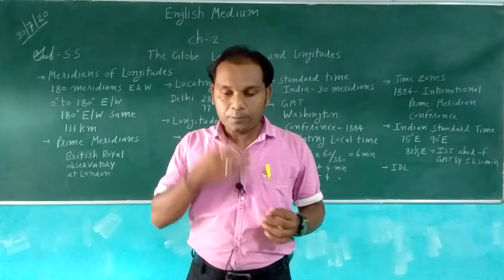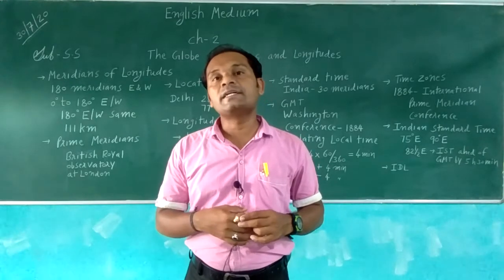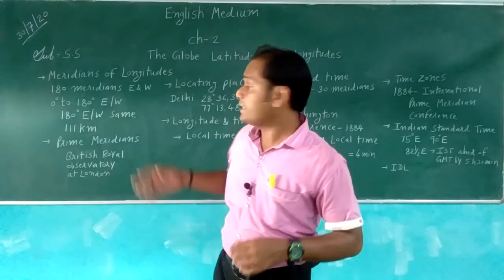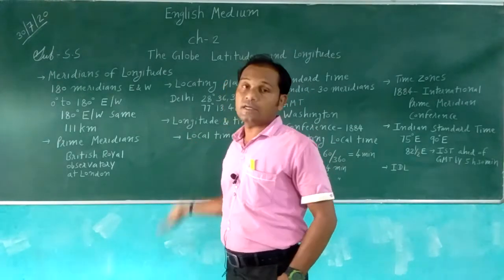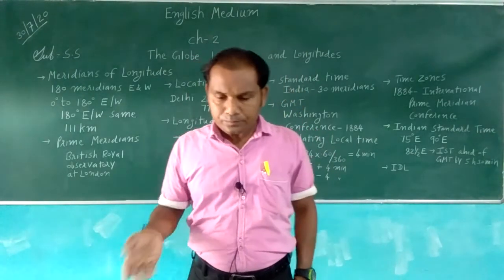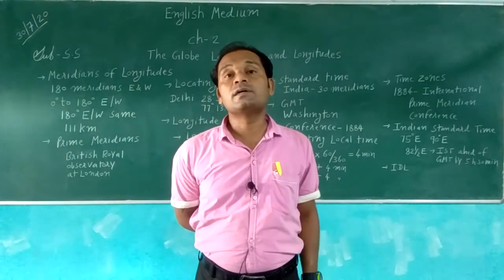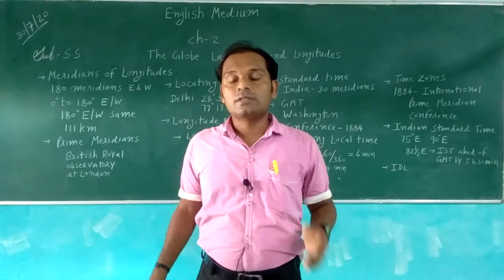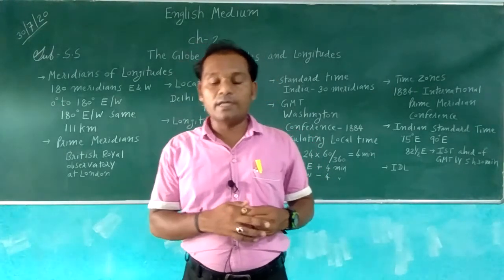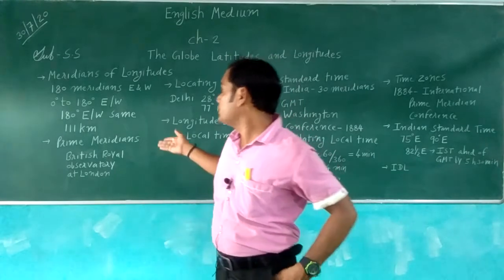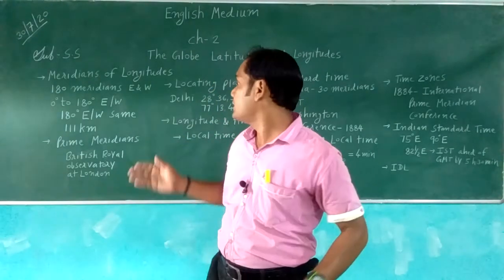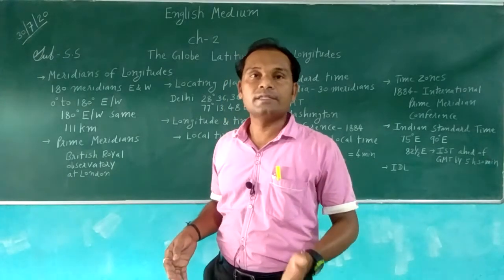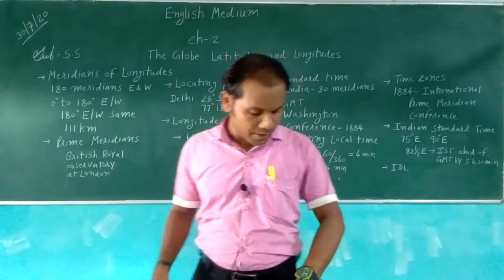So there was a confusion, and it was decided by all the countries at the British Royal Observatory in London that 0 degree longitude is the starting point. This meridian is known as the prime meridian. 0 degree is decided as the prime meridian.